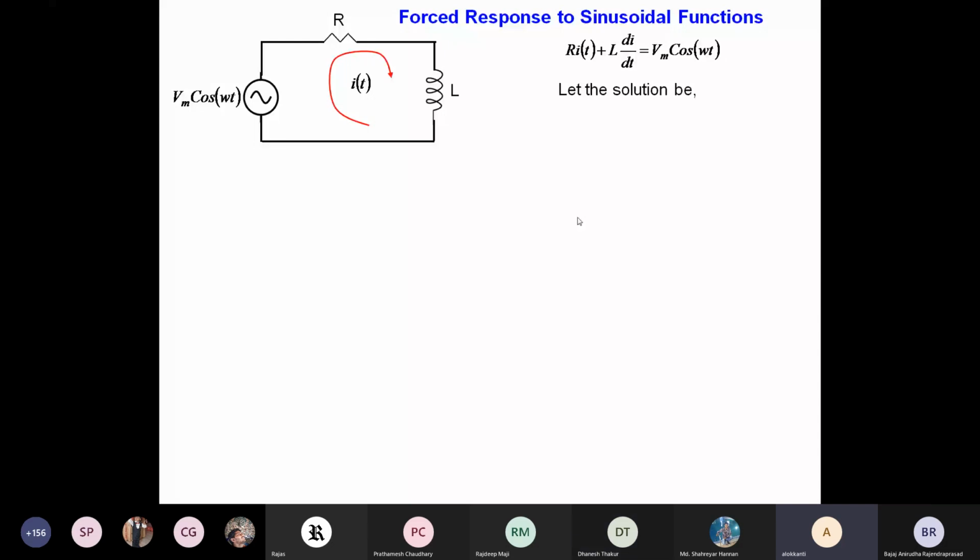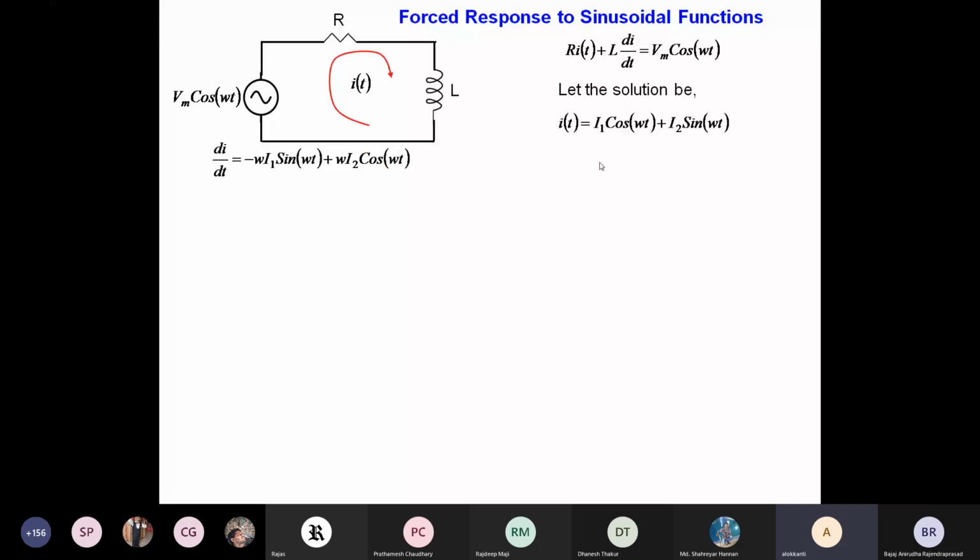Since the input is sinusoidal, the response will also have a sinusoidal nature. So let the solution be of this form: i(t) is equal to I1 cos omega t plus I2 sin omega t, where we are required to find the values of I1 and I2 that will satisfy this differential equation. To solve it, we also need to find di/dt of this assumed solution.